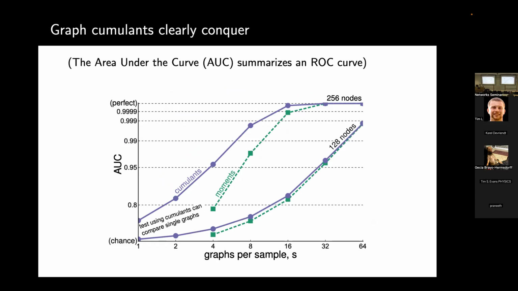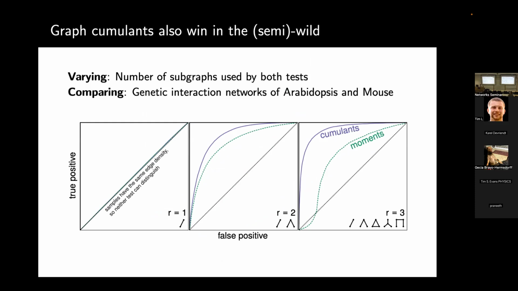Okay, so here I'm summarizing the result of a bunch of simulations, for graphs with 256 nodes or 128. The point here is that in general graph cumulants do better, and that's true for other settings too. Also, if you estimate using the cumulants, you can compare single graphs. I'm running a bit low on time, so I'm going to go a little bit fast so we can talk about how you might estimate these things.